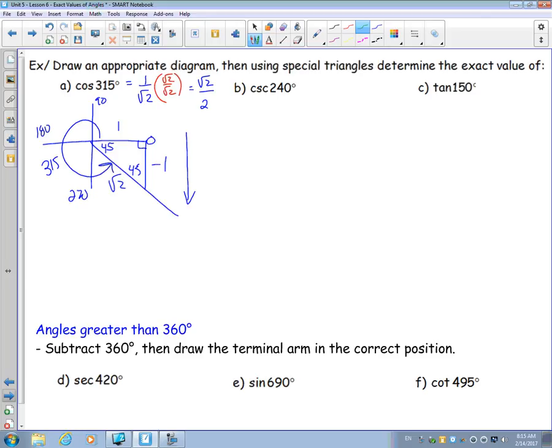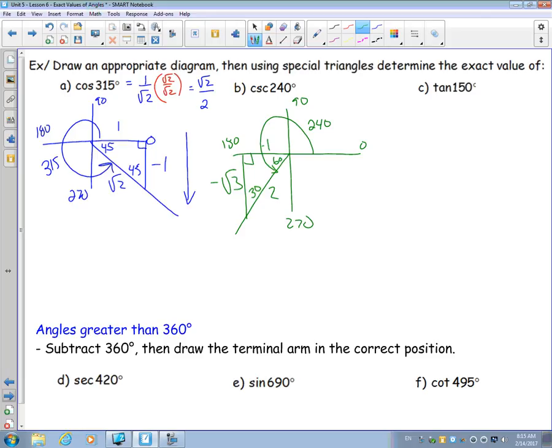Cosecant 240. So 240, 0, 90, 180, 270. Oh, 240 is between them. Make it with the x-axis. I want 240 to go all the way around to here. I know up to the line is 180, so I've gone a little bit past the line. How much? 60 past the line. So it takes this 30. Beside the 30 has to be a root 3. Hypotenuse has to be a 2. Other one's got to be a 1. 3, 2, 1. I look for negatives. I've gone to the left, so my x is negative. I've gone down, so my y is negative.